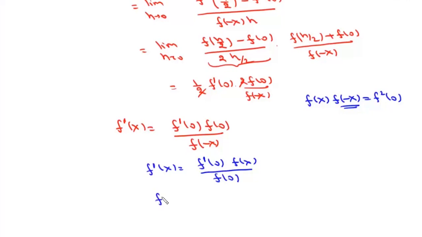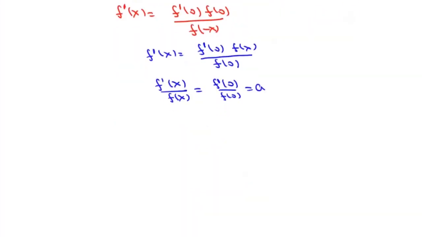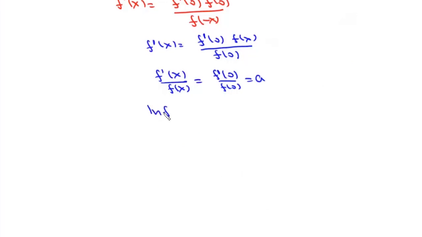Now we can write this as f'(x)/f(x), and this is equal to f'(0)/f(0), and this is some constant, say a. Now if we integrate this, then we can write log f(x) equals ax plus c, or f(x) is e to the power ax into e to the power c, and e to the power c is some other constant, say capital F. So it is F into e to the power ax, and that is the answer to this question.